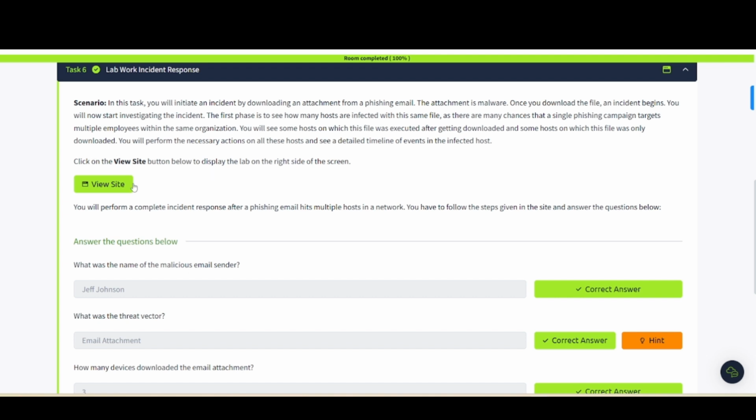Okay, so when you click the view site button, which is this here, you perform a complete incident response after a phishing email hits multiple hosts in a network. You have to follow the steps given in the site and answer the questions below. So go ahead and try that yourself, then come back to the video and we will go through this process.